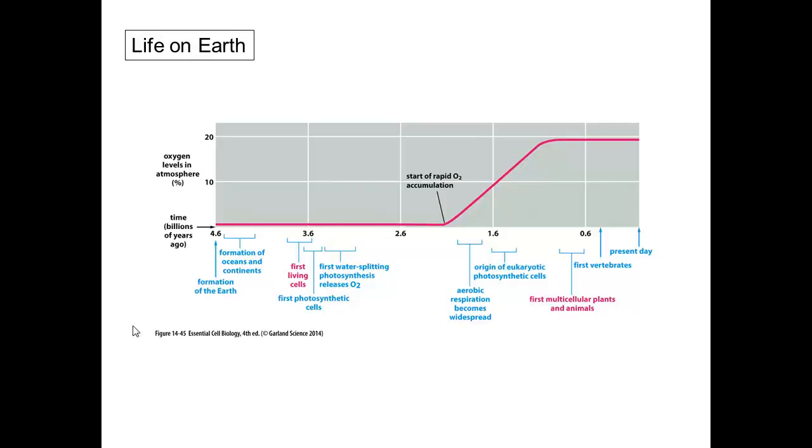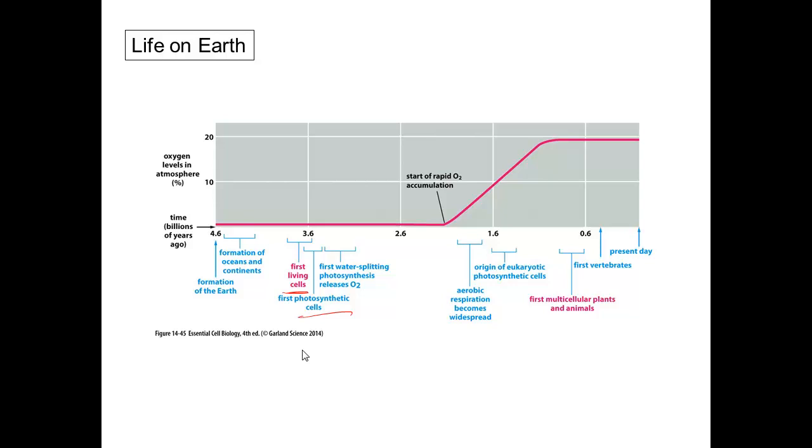To put things in the big perspective, Earth formed maybe about 5 billion years ago, and somewhere around 3.6 billion years ago, the first living cells occurred. The first milestone after that was the development of photosynthetic cells. Now cells can create molecules from sunlight and carbon dioxide, whereas before they had to scavenge them from the environment.